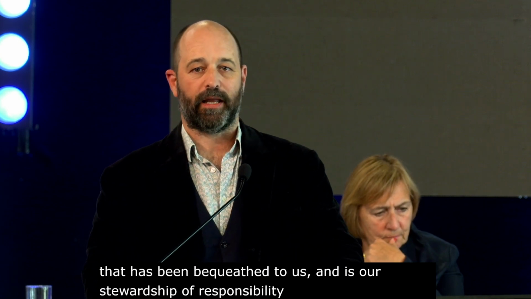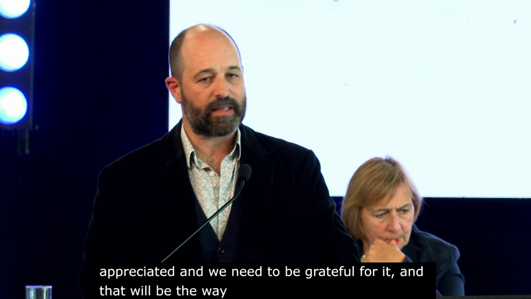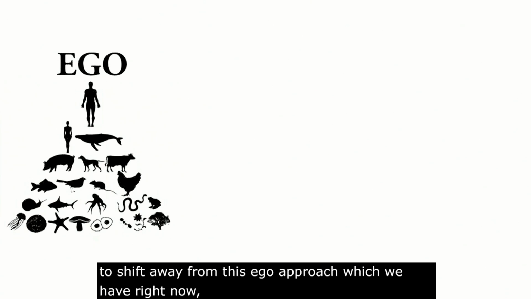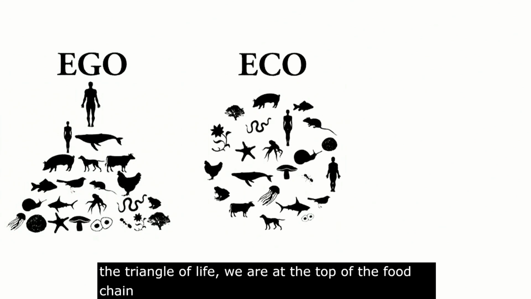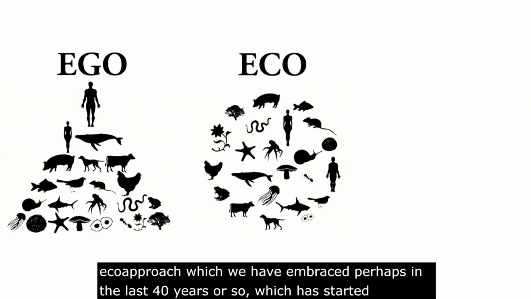And that will be the way that we psychologically begin to shift away from this ego approach which we have right now, which puts us right at the top of the triangle of life, at the top of the food chain, where we look at it all. And even the eco approach, which we've embraced perhaps in the last 40 years or so, which has started to become emergent, or at least we put ourselves back into the cycle of life in some way.